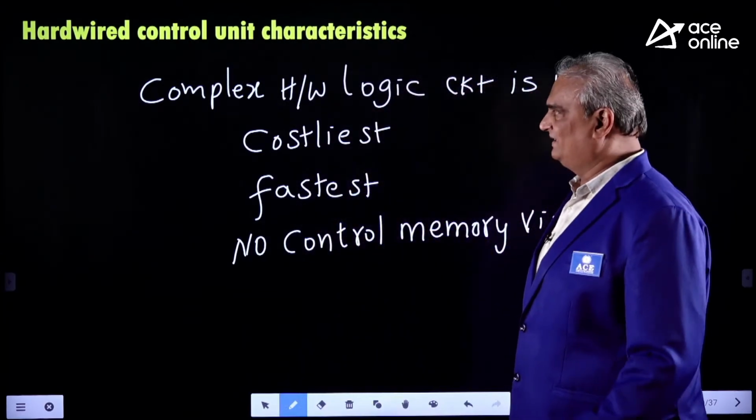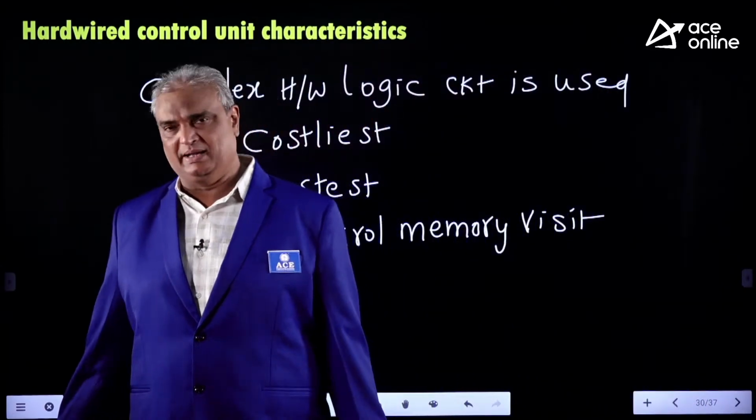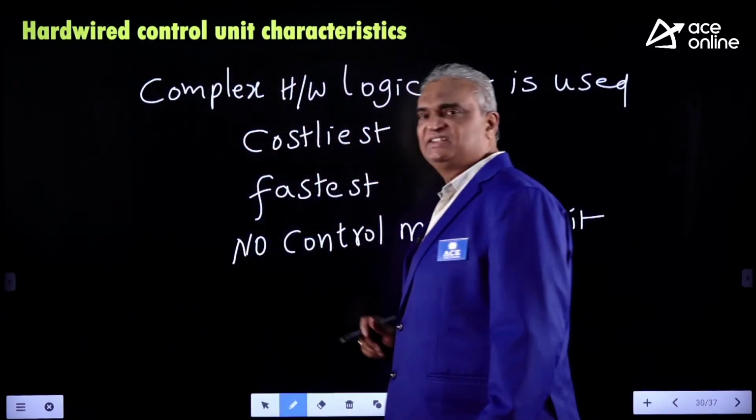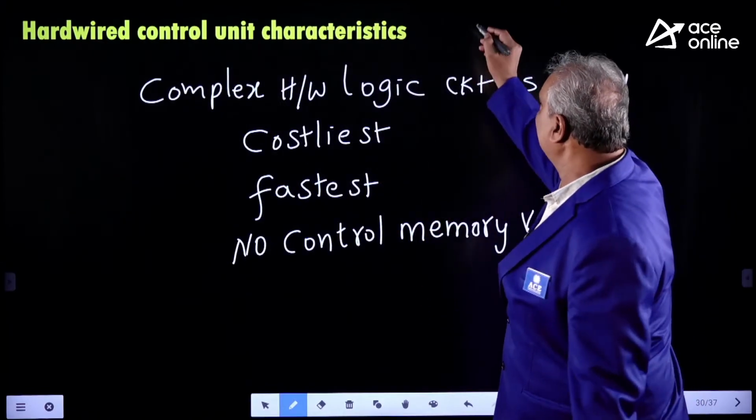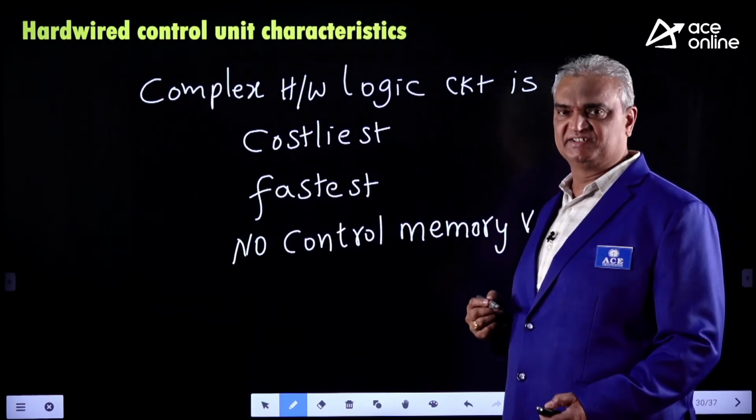These are the important characteristics. What about demerit? Costliest. What about merit? Fastest. That's why it is used in RISC processor, reduced instruction set computer.